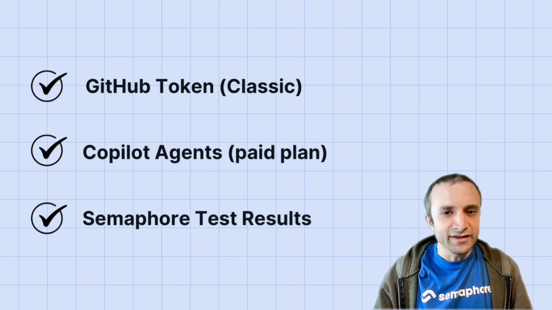In this scenario, every time a test fails, a new issue is opened on GitHub and a new agent is assigned to that issue to fix it. So how do we set up this mechanism?